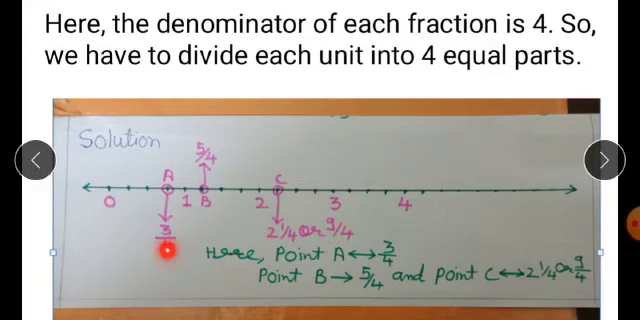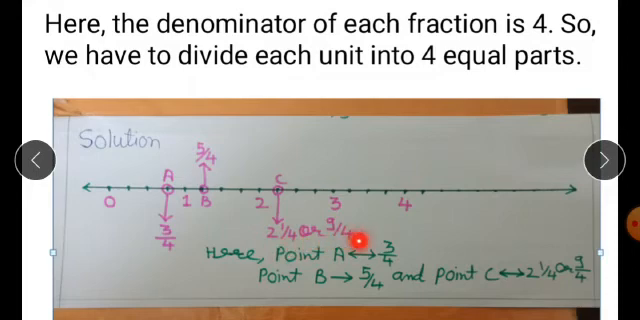After that, point A represents the fraction 3 upon 4. Point B represents the fraction 5 upon 4, or we can say 1 integer 1 upon 4. And point C represents the fraction 2 integer 1 upon 4, or 9 upon 4.